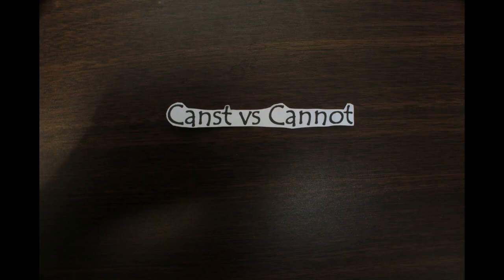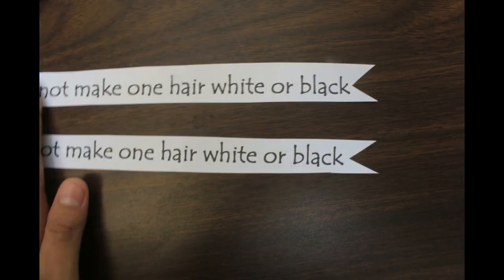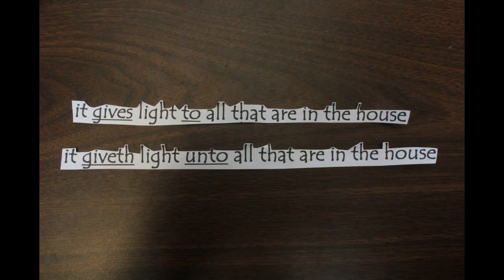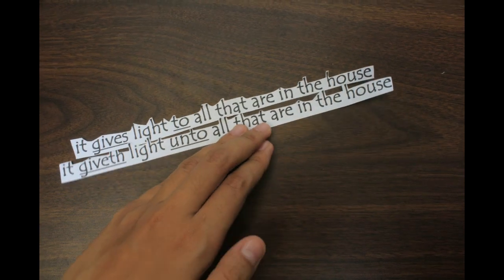Canst versus can. This is the example. "Thou canst not make one hair white or black." That means you cannot make one hair white or black. "It giveth light unto all that are in the house." That means it gives light to all that are in the house. In the third person singular of the present indicative, the ending -eth or -th is used instead of present-day English -s. So early modern English giveth corresponds to present-day English gives.